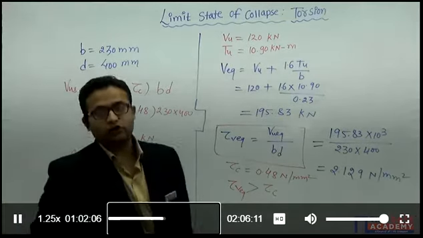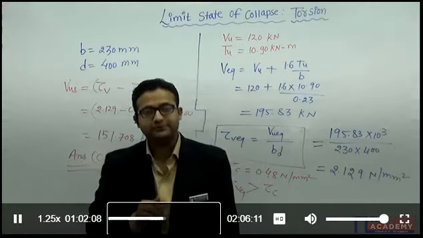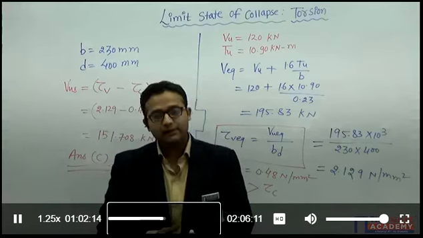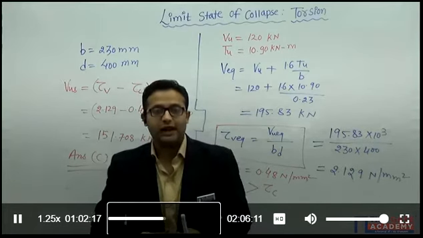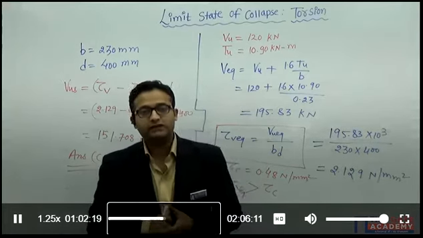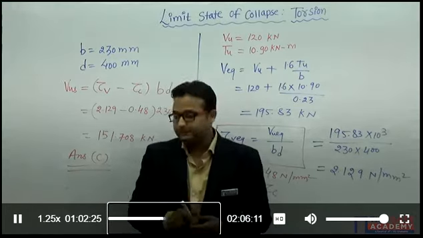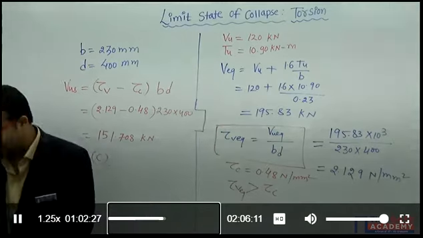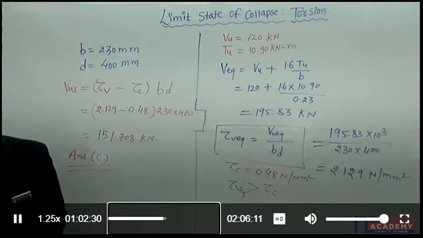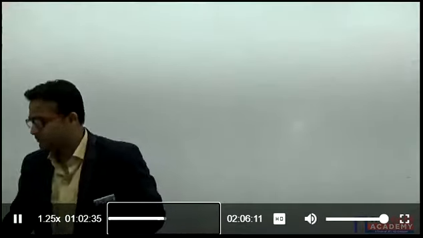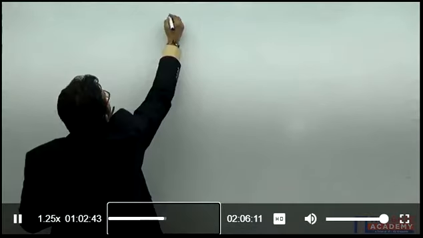Now we are going to start. So till now we have discussed the limit state of collapse in flexure, the limit state of collapse in shear, and also the limit state of collapse in torsion. Now we are going to discuss development length and the bond strength. So let's start. Our new topic is bond stress and development length.